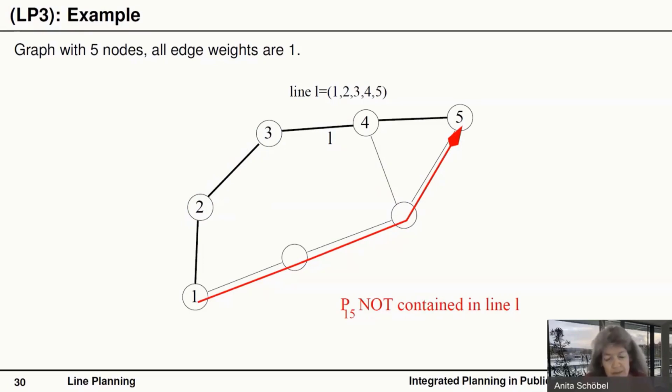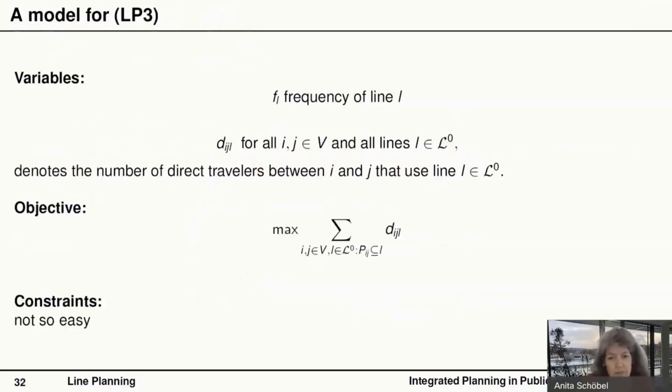If it takes too long, it's not the preferable path, so this is not counted. And using this trick of preferable paths, we can now define a model, and we use the old variables, the frequencies, but we have a new class of variables that we have to use.